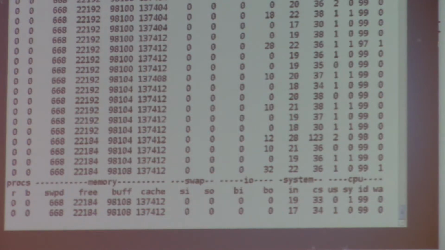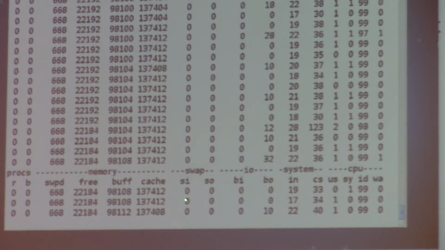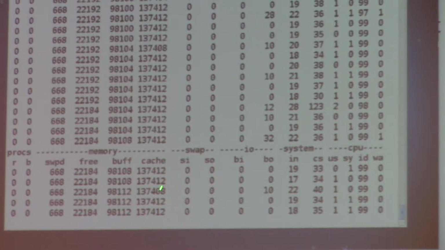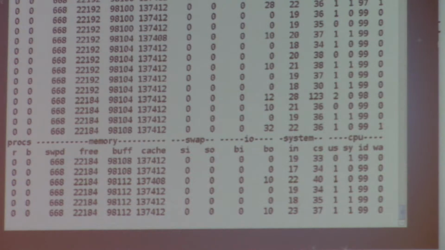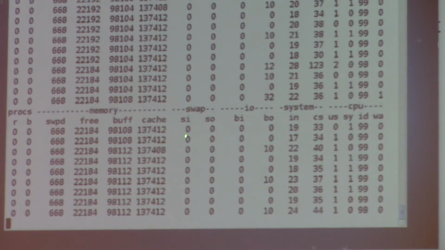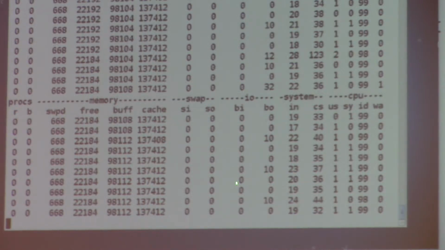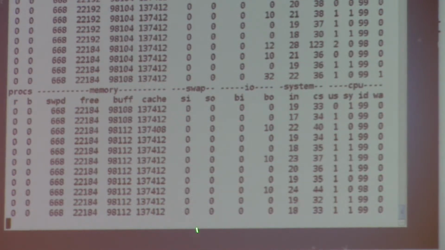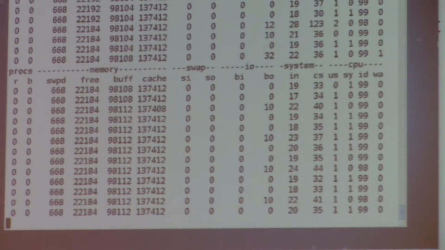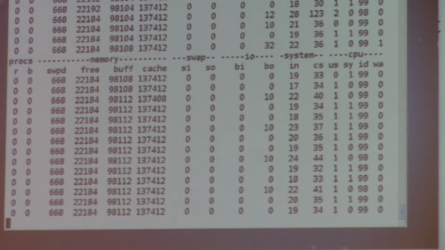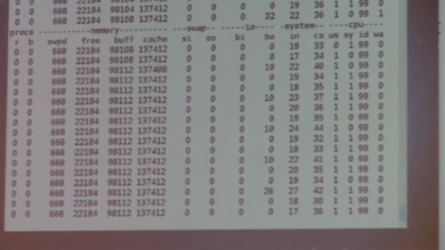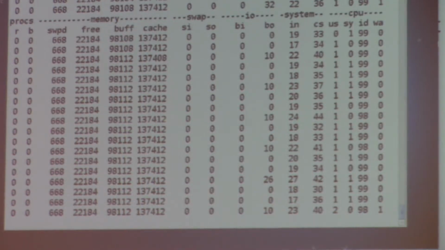Then if you have a running job, you will see SI and SO. SI is swap in, SO is swap out, page in and page out. Which one is better? Swap in is high and swap out is low, or vice versa, swap out is high and swap in is low? Both of them are a problem. You do better to keep the number of swap in and out low.